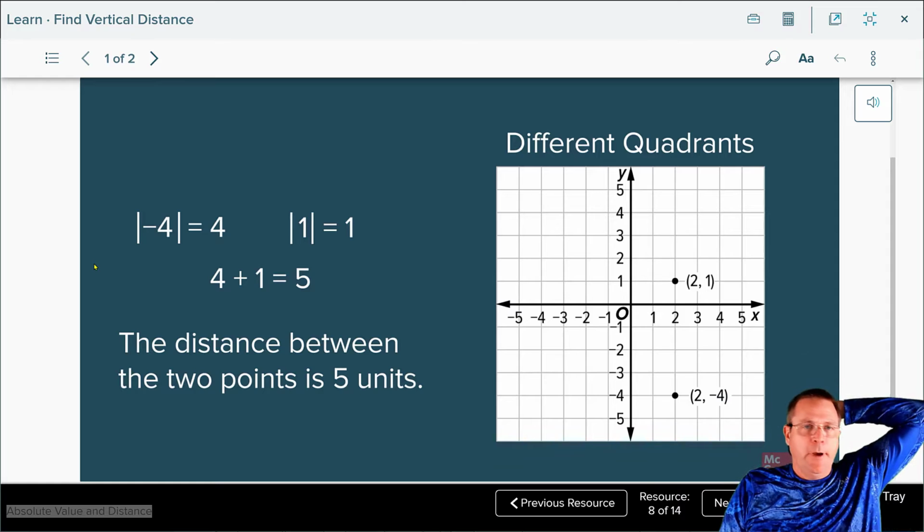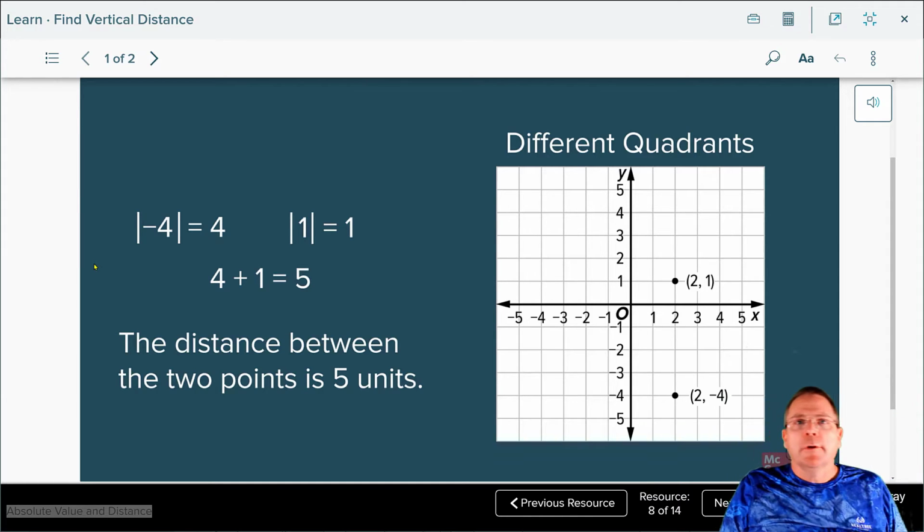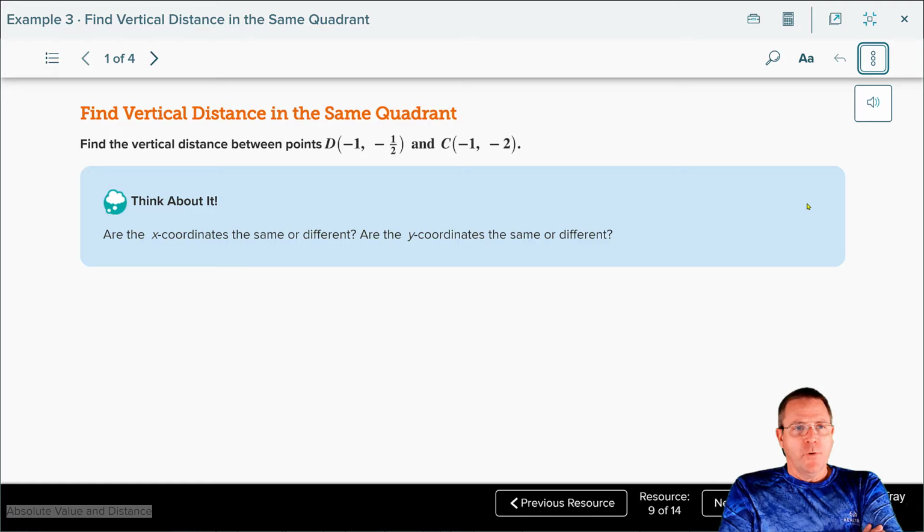Alrighty then, that may have put you to sleep, but we got through it. So let's find the vertical distance between point D, which is located at negative 1, negative 1/2, and point C, which is located at negative 1, negative 2.